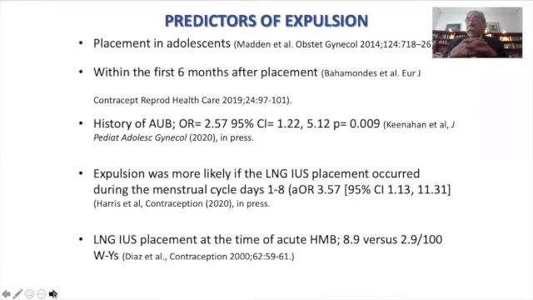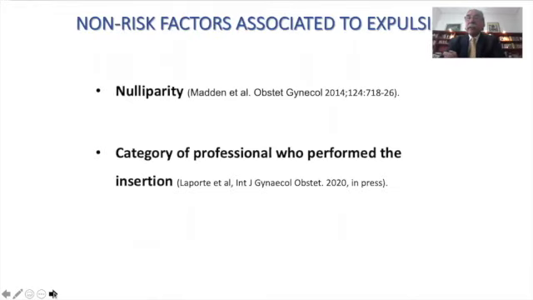Expulsion was more likely if the levonorgestrel IUS placement occurred during menstrual cycle days 1 to 8. This is also a new paper from 2020. And we published 20 years ago that with placement at the time of acute heavy menstrual bleeding, the expulsion rate is 3 times higher than with insertion outside the bleeding period.